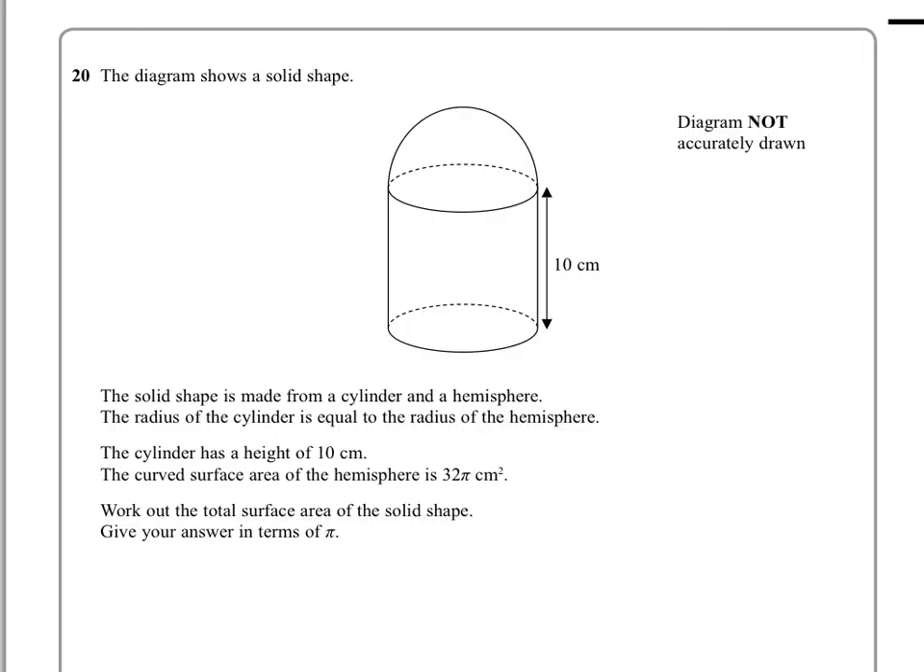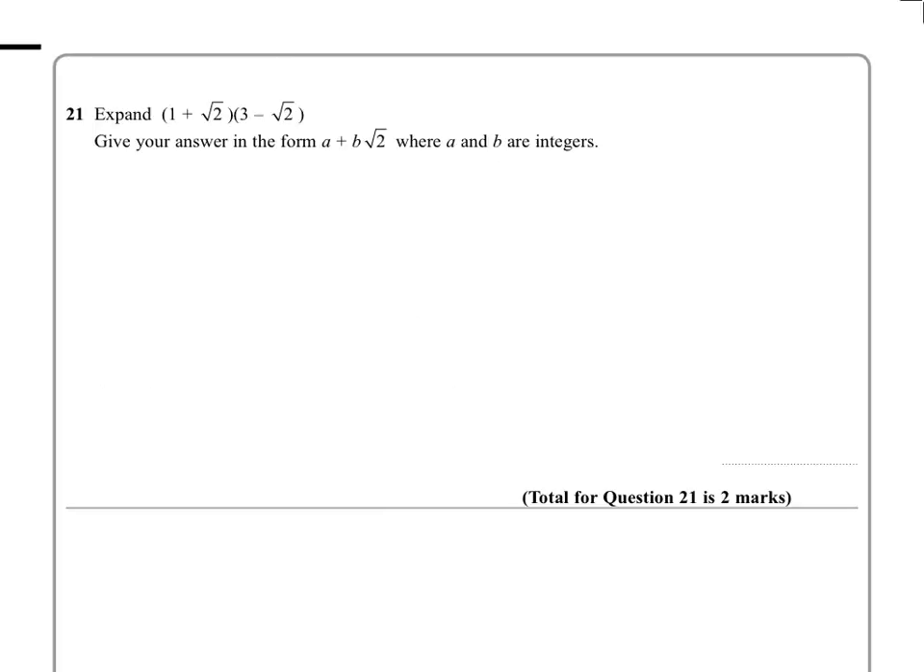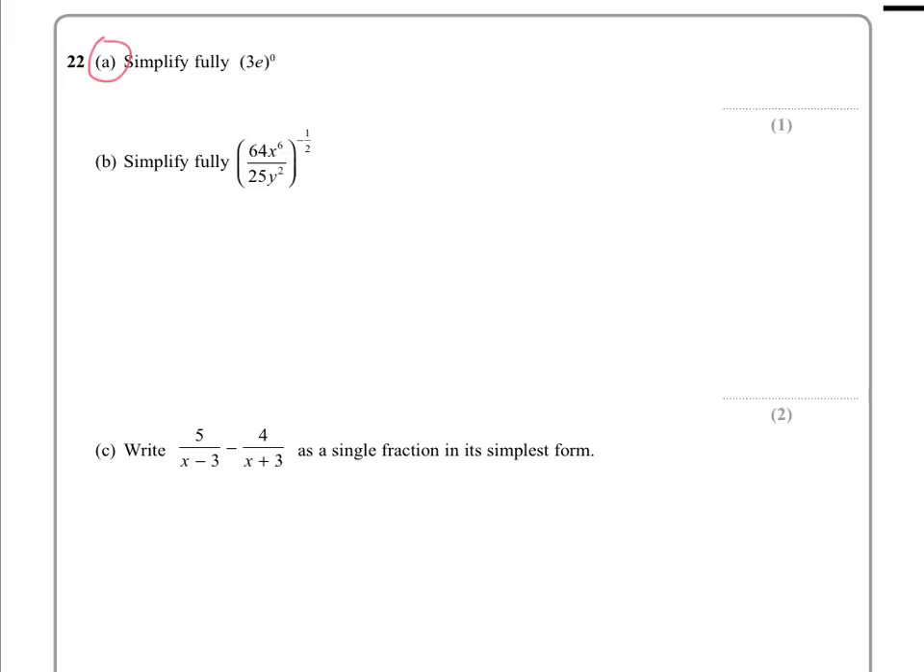And we're very nearly finished. By this point in the paper, we've normally finished questions that we can do, but one more bonus mark for us, and that's this one here. Something to the power of 0, the answer is always 1. So it doesn't matter that it's a 3e in brackets, it's a power of 0, so our answer is 1, and that is the end of that paper.